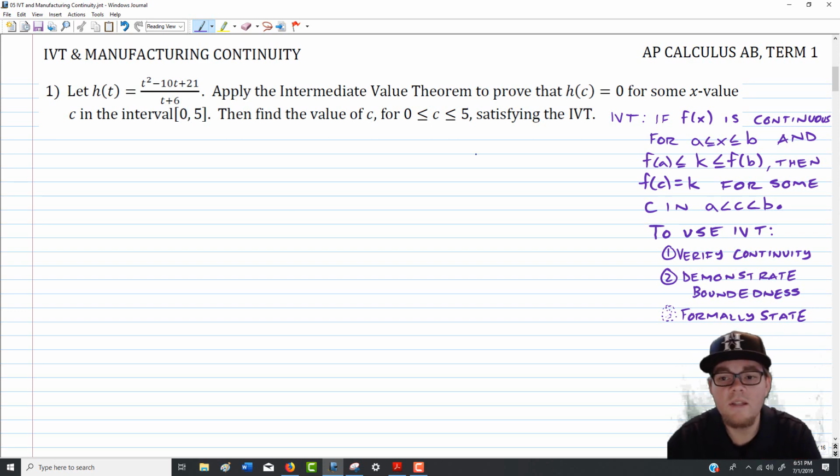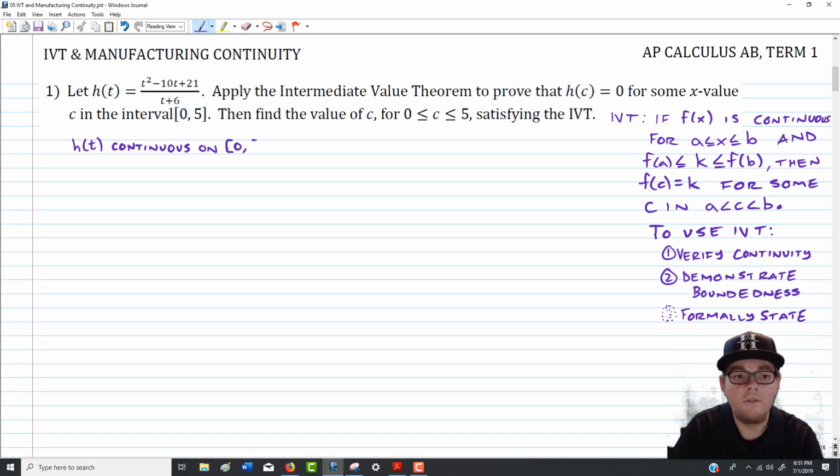So jumping in isn't going to be easy. We're going to try to accomplish all these different things. So when we start things off, I want to focus first on continuity. I want to make sure that this isn't a trick question and we're actually allowed to apply the intermediate value theorem to this function on this interval. So to start with, we're interested in h's continuity. And in particular, we're interested in h of x, or h of t, being continuous on the interval from 0 to 5.